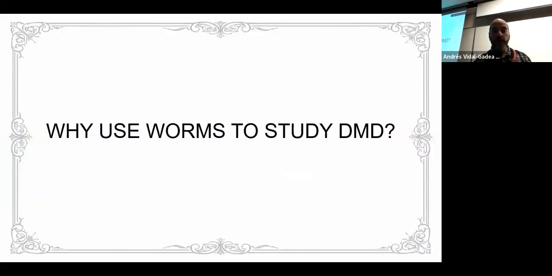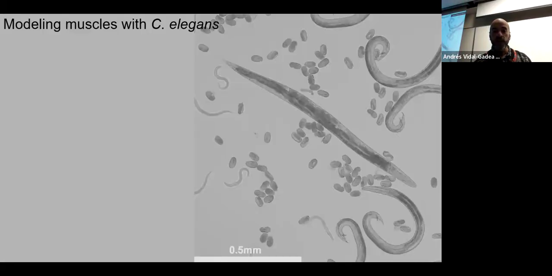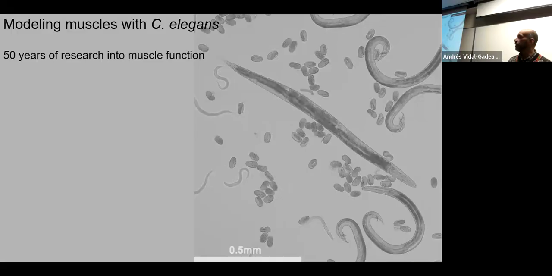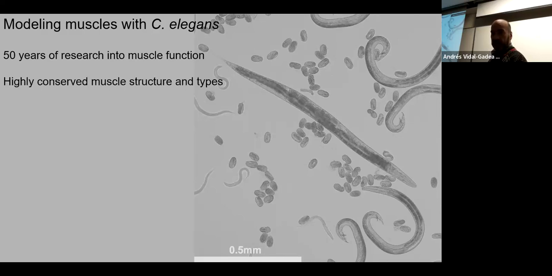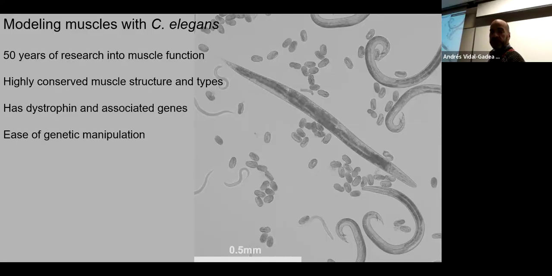So why do we use worms to study a human disease? One of the reasons is that worms have been used to study muscles for over 50 years. So there is a lot known about the roles of different genes and proteins in the muscles of worms. A lot of these structures are highly conserved, and I'll show you some of that with dystrophin and other genes that play a role in the disease.